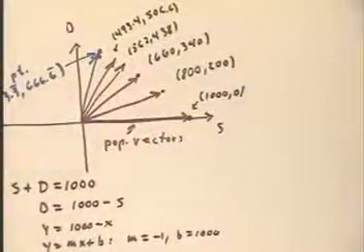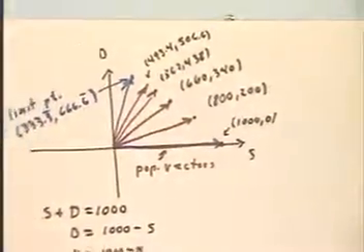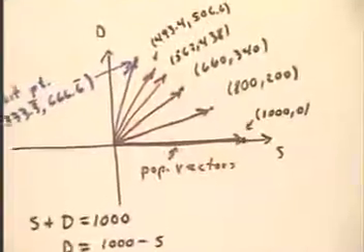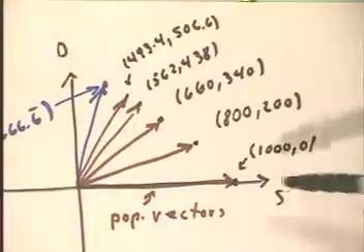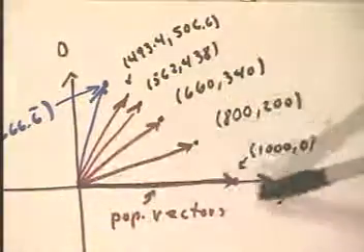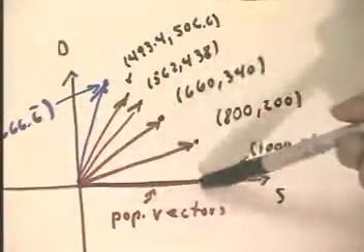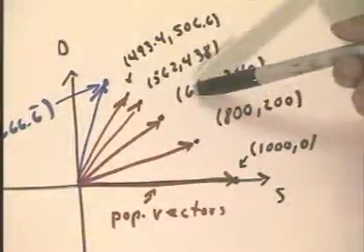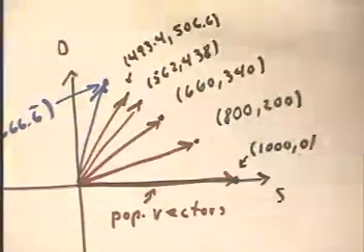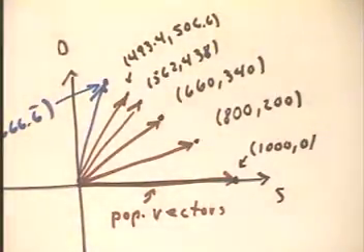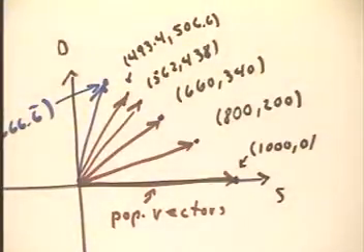Now if we plot the population vectors corresponding to these numbers, and here's what I mean by the population vectors. 1,000, 0 means 1,000 sane, 0 demented. 800, 200: 800 sane, 200 demented. And 660, 340, and so forth. And you really should sit down with a piece of paper, hopefully even a piece of graph paper, and make a plot of this sort of thing.